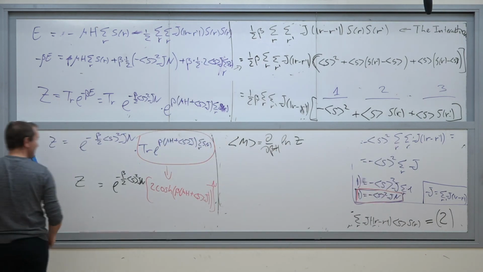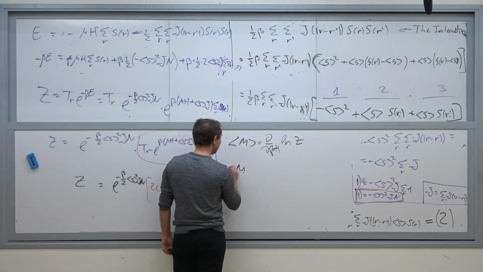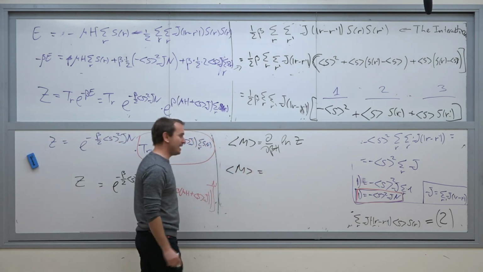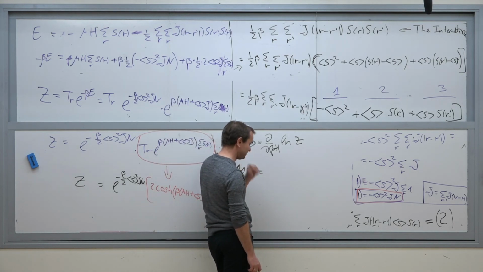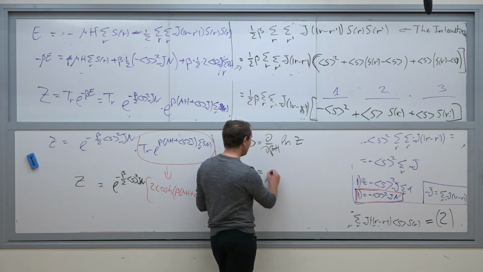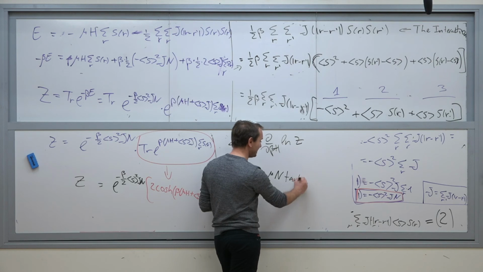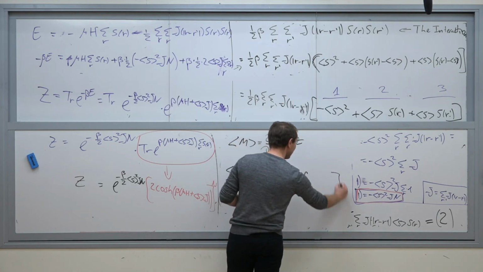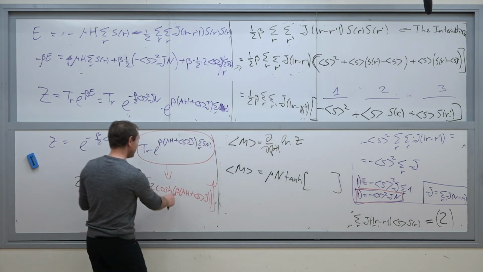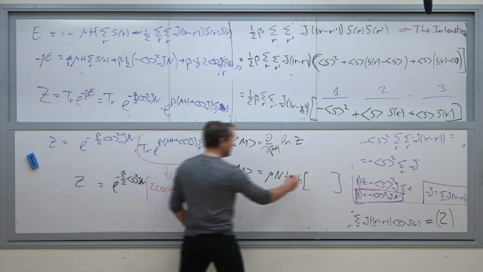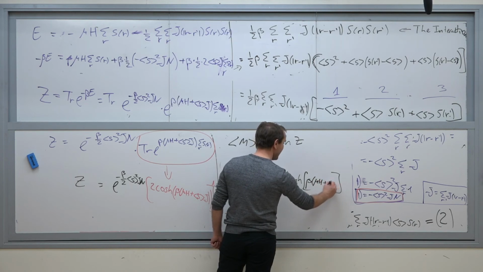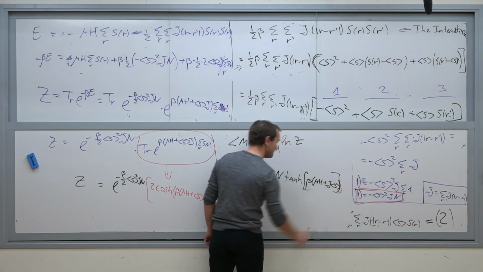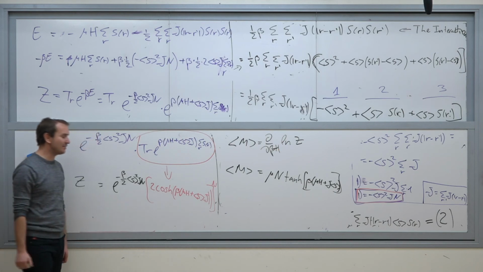So what I'm getting is that average m equals what? Equals mu n hyperbolic tangent of the field that I have inside. Instead of beta mu h, I have beta mu h plus J average s. This is my average m.